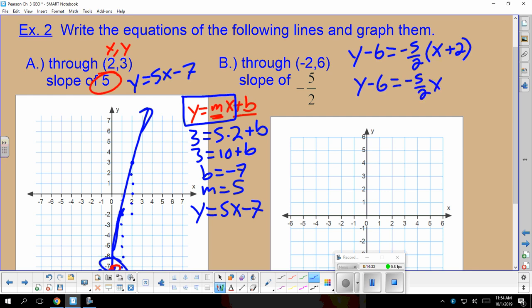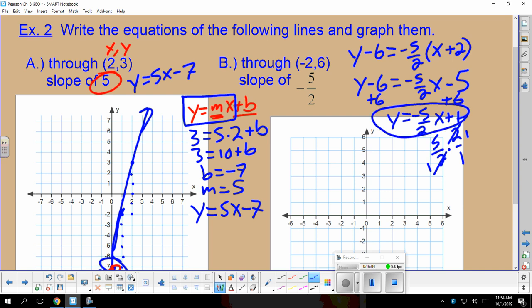And then remember how we deal with multiplying fractions. Negative times a positive is going to be negative. So I need to figure out what 5 over 2 times 2 over 1 is. Those will cancel, and I'm left with just 5. Then I'm going to add 6 to both sides. I get y equals -5 over 2 x plus 1. There's the equation of my line.